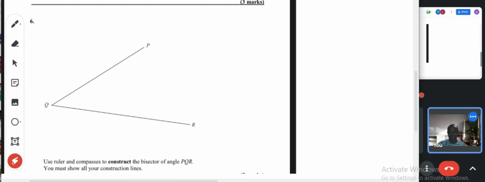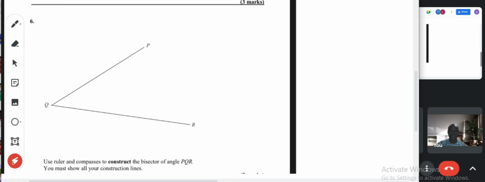Use ruler and compass to construct the bisector of angle PQR. You must show your construction. Bisector of angle PQR, I've explained it already. How do you find the line that bisects angle PQR?